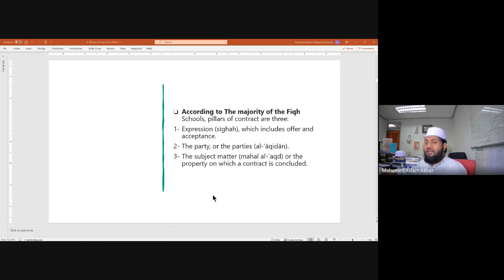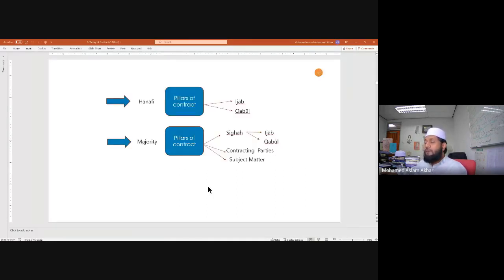We also discussed about Hanafi. According to them, it is only two pillars. You can see that in this image. According to Hanafi, it is only two, which is ijab and qabul, which means the offer and acceptance. These are the two pillars. But according to the majority, you have three pillars.